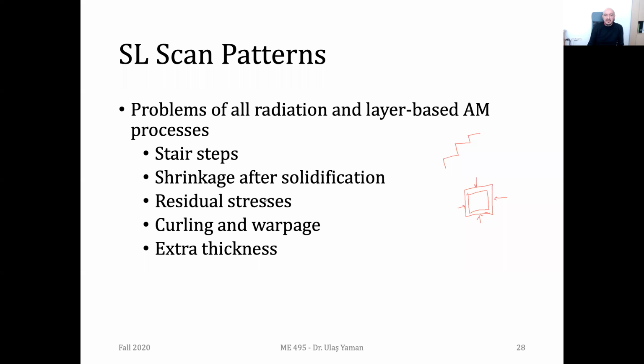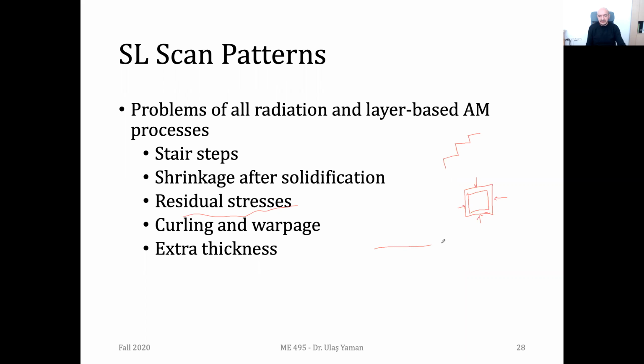Another issue, once you have shrinkage, obviously you will be developing some residual stresses, and this may again result in some problems, such as cracks, once you use this part in different applications. These residual stresses may cause you problems. And furthermore, you may have some warpage.